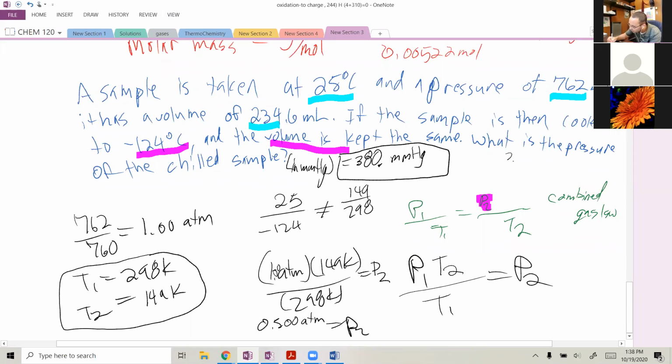Whereas 380 over 762 is the same thing as 0.500 over 1.00 when we consider our significant figures. So just be aware that your temperature always needs to be changed. We don't always have to change our pressures and our volumes, but when in doubt, change them. It never hurts to have them changed. Any questions on that?